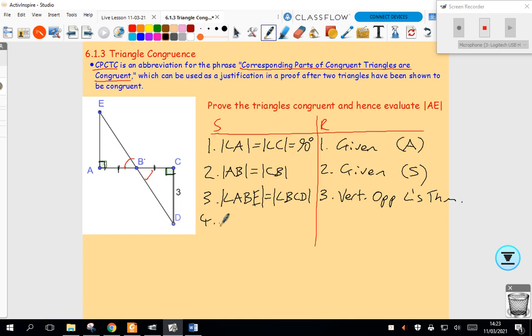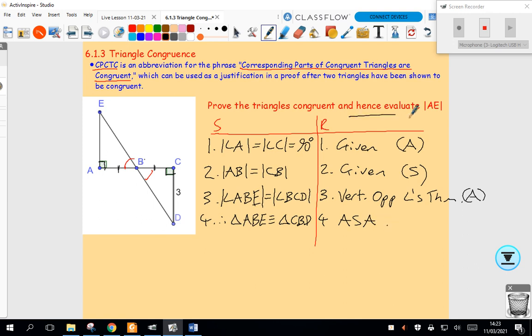Statement 4, therefore, the triangle ABE is congruent to, now I've said ABE, so I've gone from the right angle to the common vertex to E, so I have to say CBD here. Reason? Well, the reason is we have angle-side-angle. It's the angle-side-angle congruence axiom.